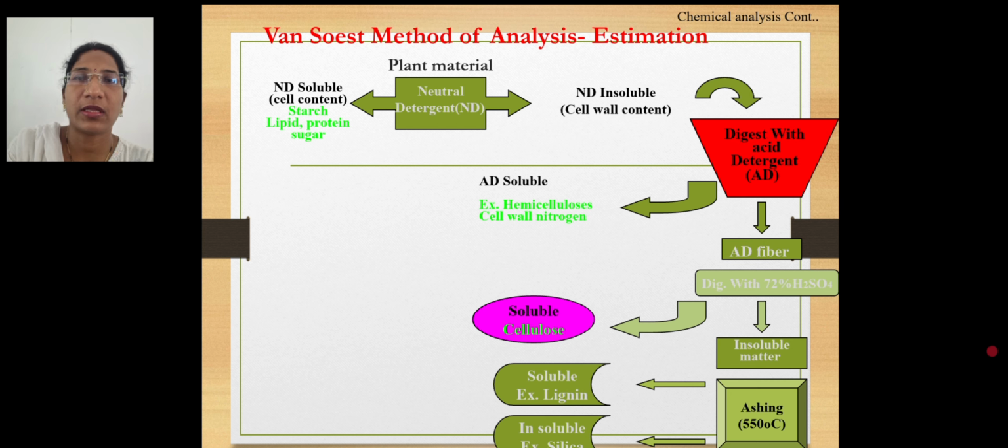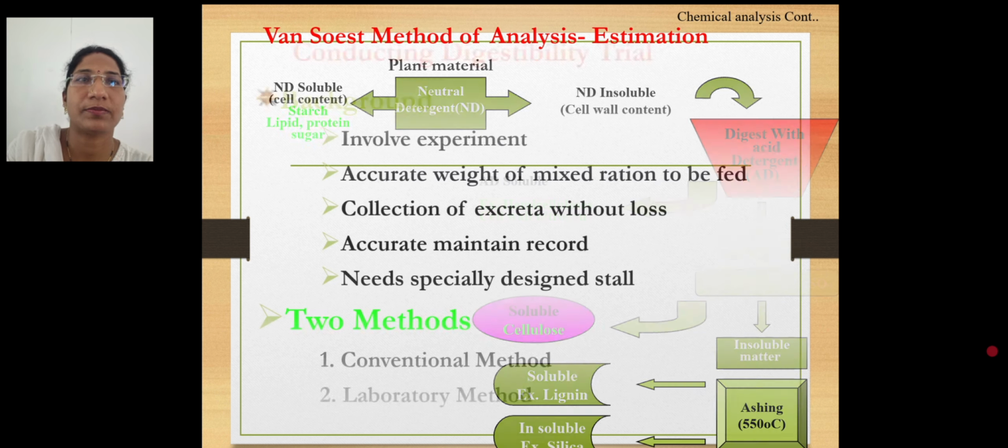This plant material, whenever we estimate it, gives the cell wall content, that is neutral detergent insoluble. It is digested with the help of acid detergent. It gives acid soluble hemicellulose and cellulose nitrogen, and this acid detergent fiber we digest with the help of 72% H2SO4. It gives soluble matter and insoluble matter. Soluble matter is the cellulose, and in the insoluble matter, the soluble part is lignin and the insoluble part is silica. And lastly, this is the ashing at 550 degrees Celsius.